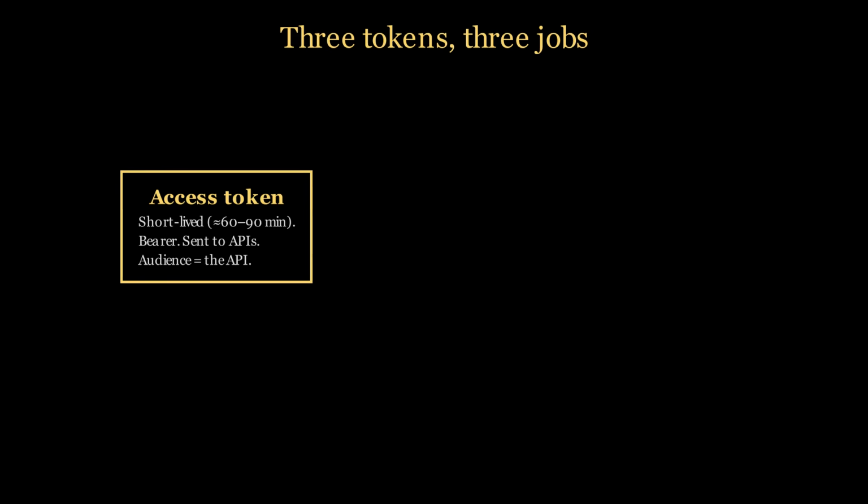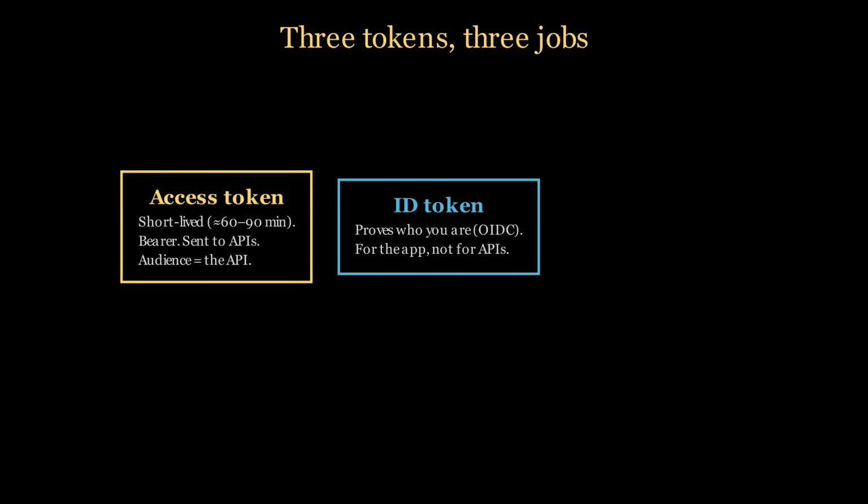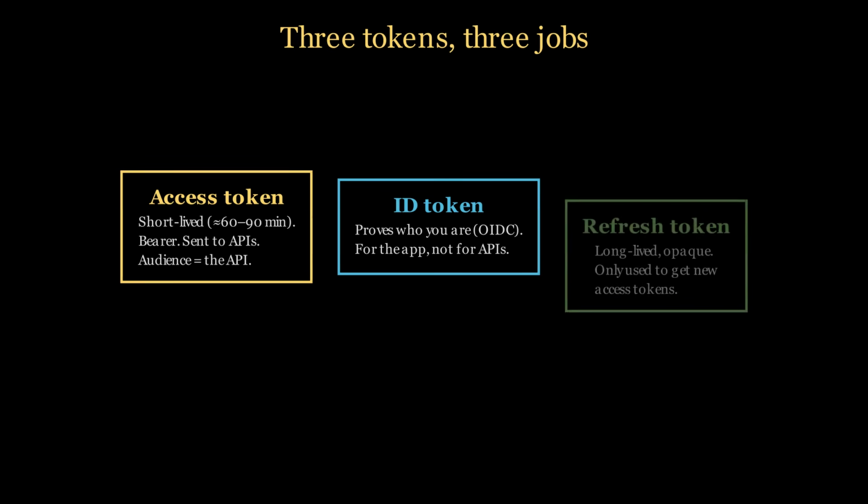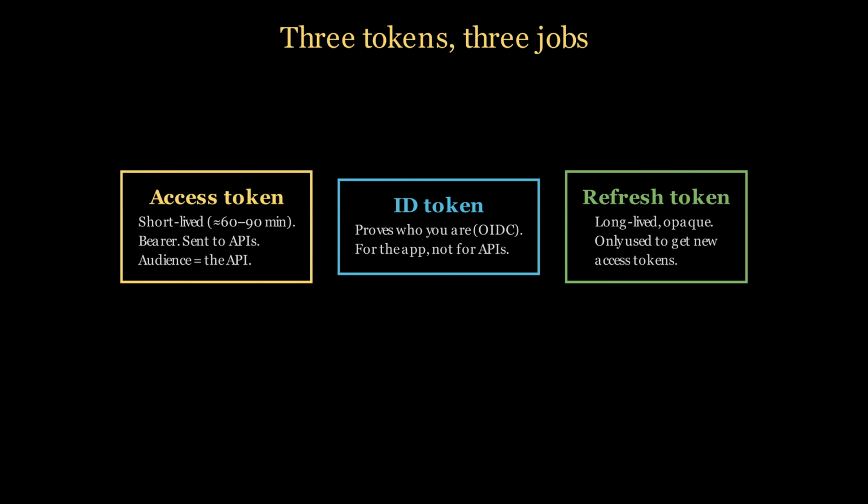The access token is the key that opens the API. It's short-lived, and it's a bearer token. The ID token isn't for calling APIs at all. It just proves to the app who signed in. And the refresh token is the long-lived one, used only to get fresh access tokens without bothering you again.